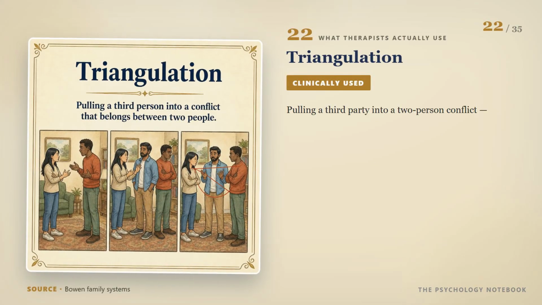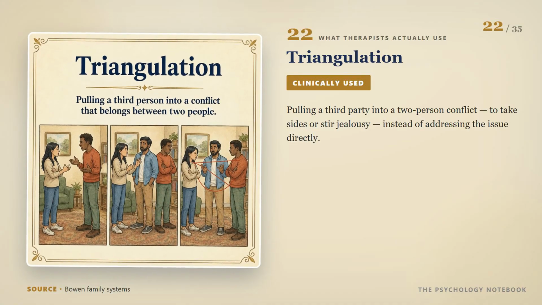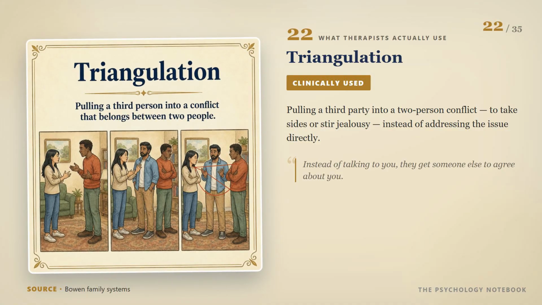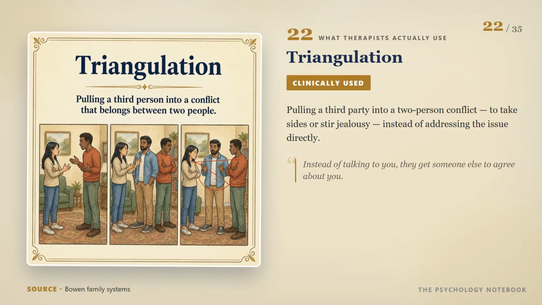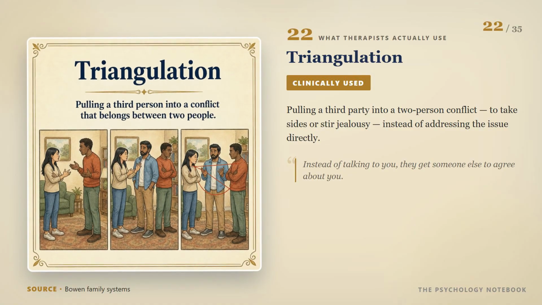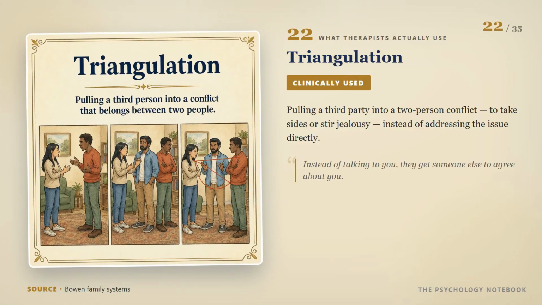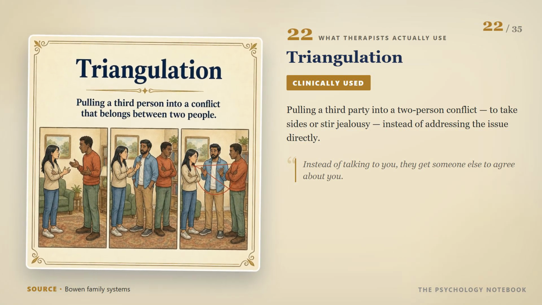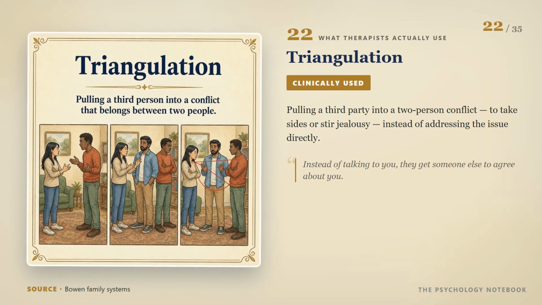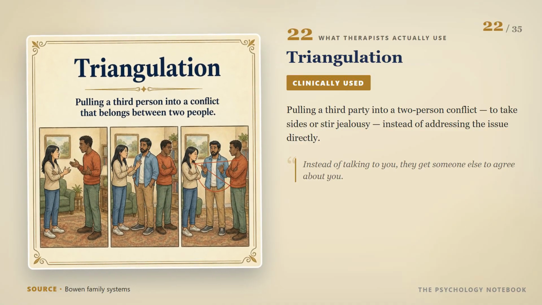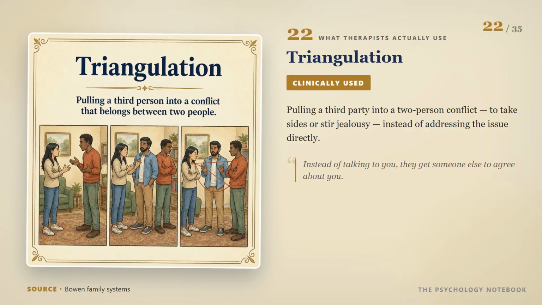22. Triangulation. Next is triangulation. Triangulation happens when a third person is pulled into tension between two people. Let's say you and someone else are having a problem. Instead of speaking directly with you, they go to someone else. They may ask that person to take a side, carry a message, or agree with them about you. Now, a two-person problem has become a three-person problem.